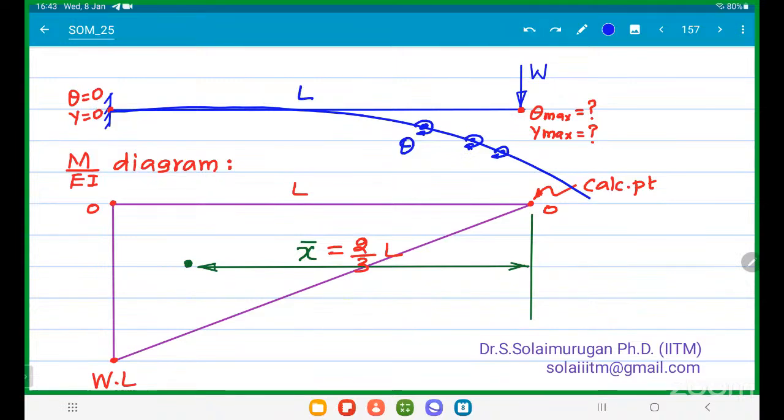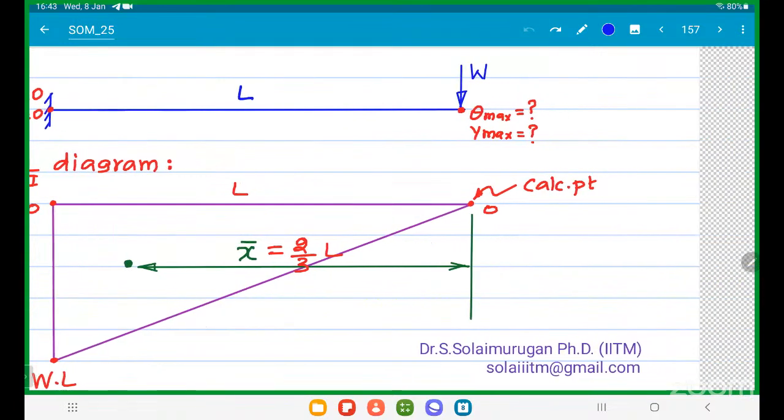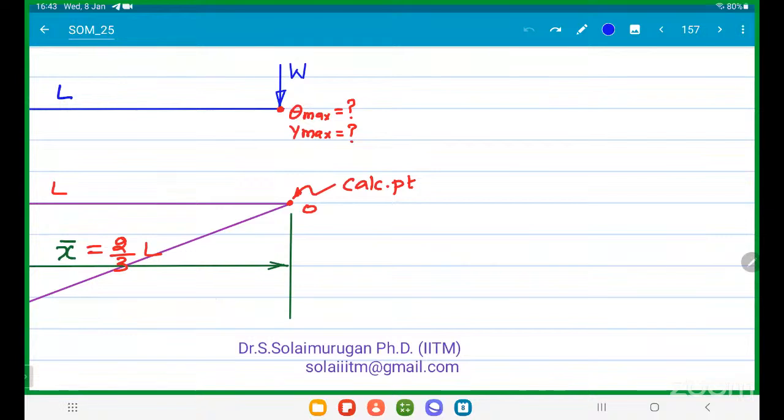In the degrees of freedom, tell me, what are the degrees of freedom for 2D? Quick.